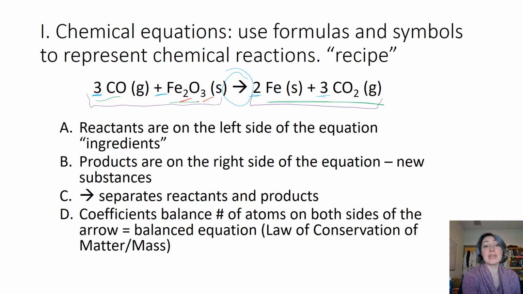The only thing you can change in order to balance are those coefficients, or the numbers that are in front of your elements. And this is going to follow your law of conservation of mass, where whatever you start with, you're going to have to end with. It's okay that you take those elements and rearrange them into new compounds, but you can't just start with lead and wind up with gold. That doesn't happen, unfortunately.